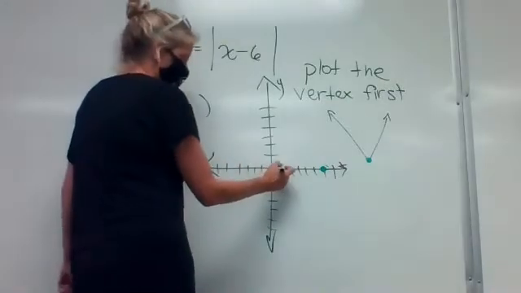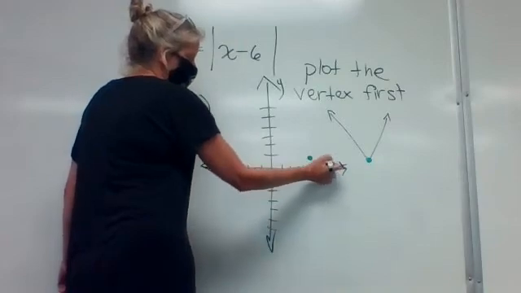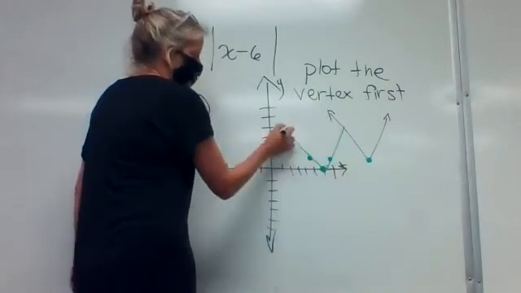So let's see, to the right, 1, 2, 3, 4, 5, up 1. And then to the right, 7 and up 1. That makes your V.